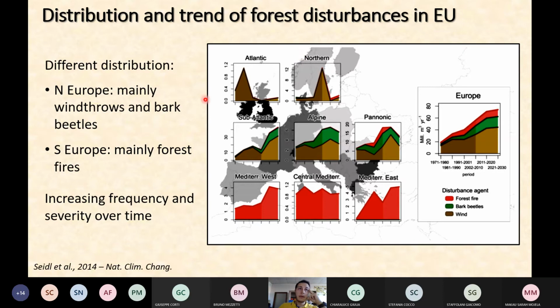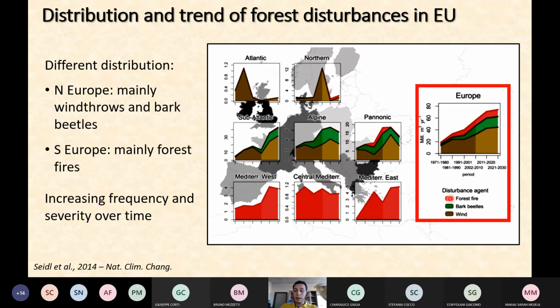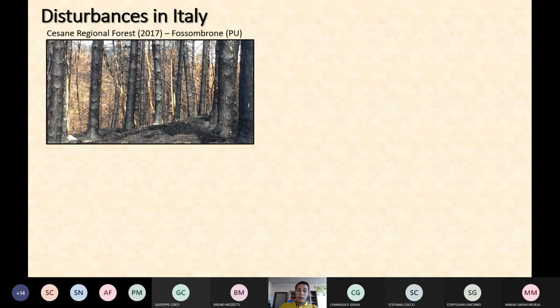We can see that there is, however, a different distribution of the disturbances in Europe. In northern Europe, the disturbances are mainly windthrows and bark beetles, while in southern Europe, they are mainly forest fire. And recent research shows that the frequency and severity of these disturbances are expected to increase over time, as shown in the graph on the right.